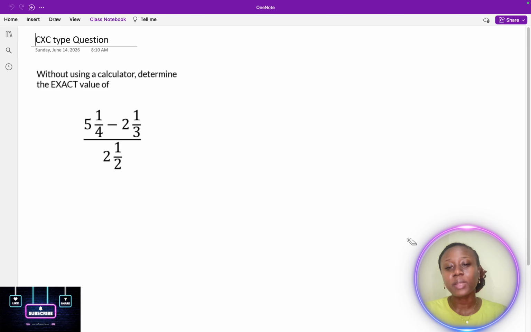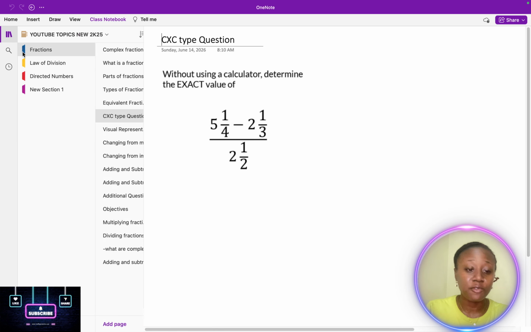Now, speaking of complex, this is a complex fraction, which is a CXC type question, or if you're in fourth form, you may encounter this on your end of year exam. This is part 2 and we're going to be converting mixed numbers to improper fractions and vice versa.